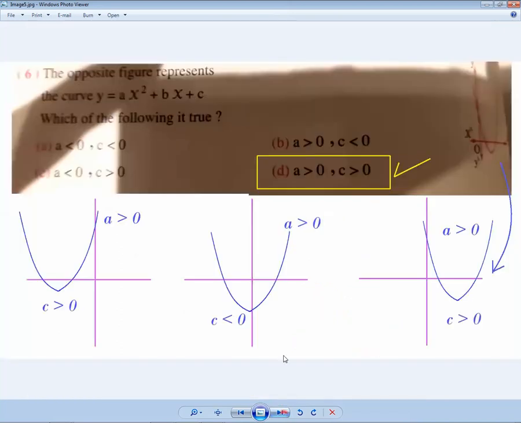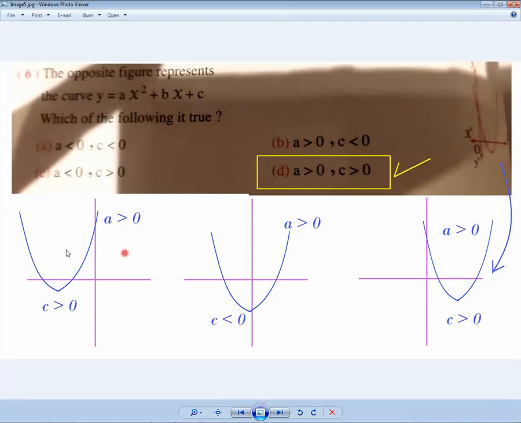Next one. I have to take a decision through the sign of A and C in the quadratic equation, ax squared plus bx plus c. The function of A here, the coefficient of x squared, is making a decision whether the parabola opens up or down. Okay, here in this example we have 3 different cases.